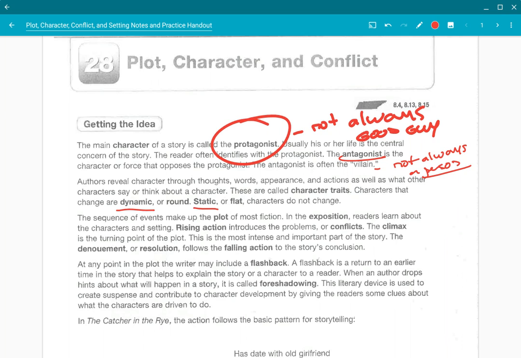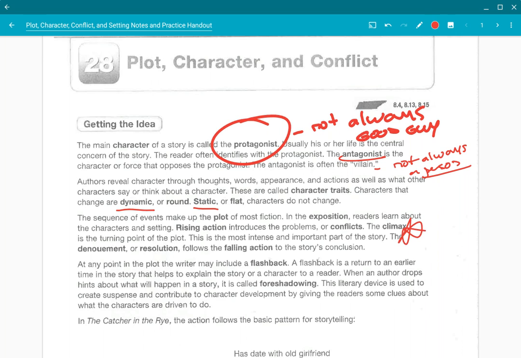All right, then we talk about plot. Now, this is all basic stuff here. When we talk about plot, we talk about exposition. That's where the characters are introduced and we're introduced to the setting. The rising action introduces the problems or conflicts. And I always like to focus in our stories on the inciting incident. What is the singular event that kicks off the action in the story? Then we talk about the climax. That's the turning point of the plot.